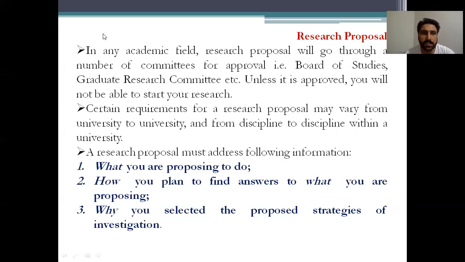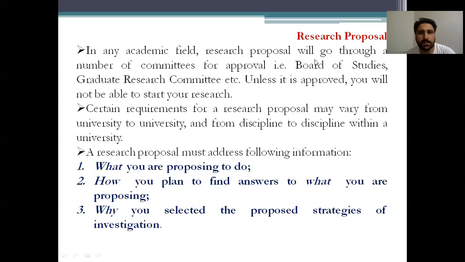Once the bodies give approval, the minutes of the Board of Studies are circulated, and the GRC is a sub-body of the Board of Studies. At times, some of the synopses are referred back to the GRC, the Graduate Research Committee. But overall, the Board of Studies minutes are important. They are circulated. Your name is written over there, your title, and the approval, whether it's approved or not. That's important. Once it's approved, you are allowed to carry on your work.